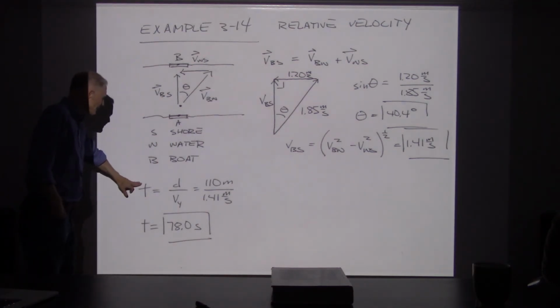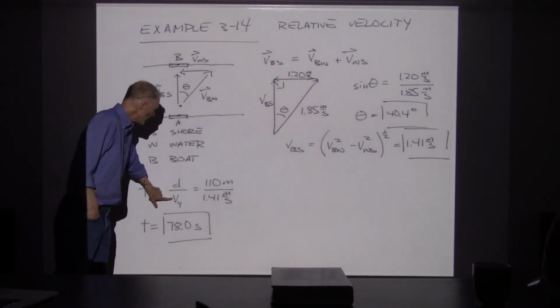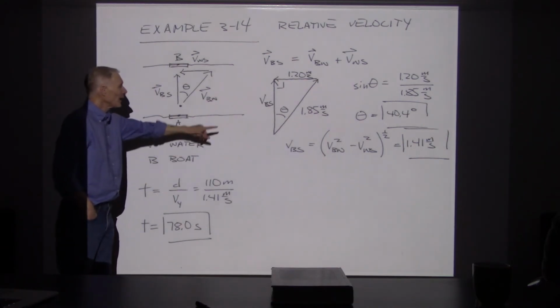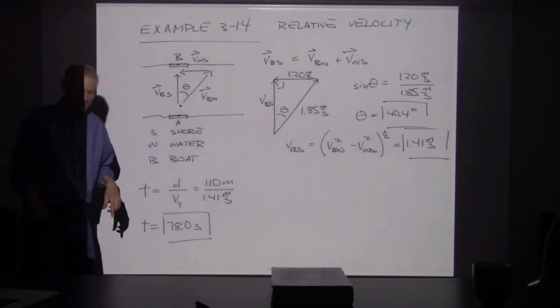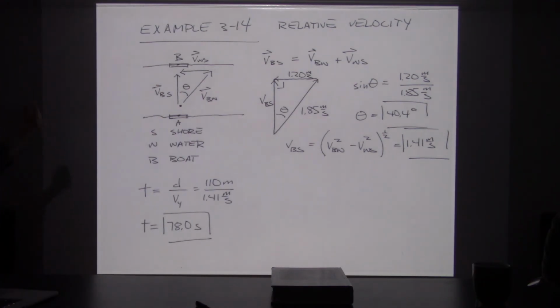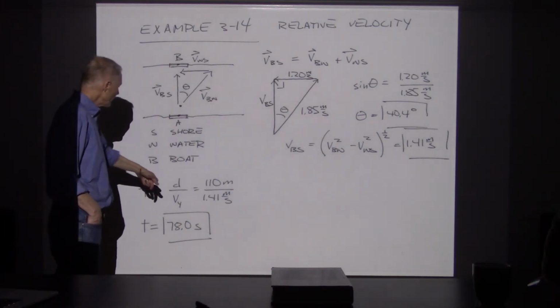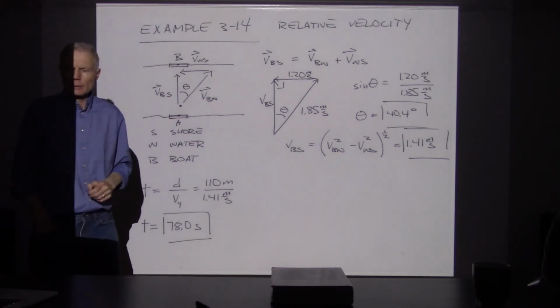So the time it's going to take us is d over vy, and the y component was 1.41. That's going to take 78 seconds. So I'm guessing that could have been shortened by how much? The 1.85 is larger by 20, 30%, 25%. So we could have gotten there in a reduced amount of time if we had done that.